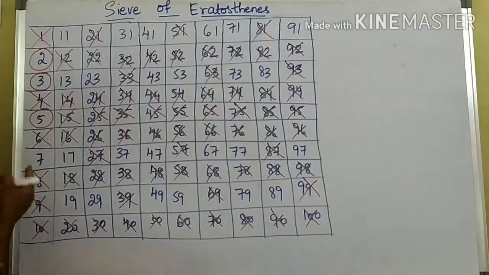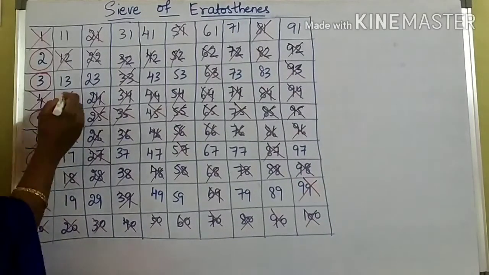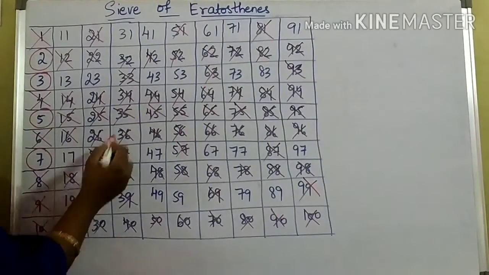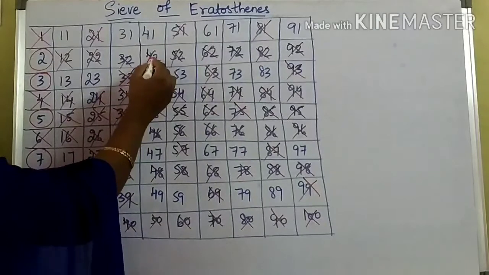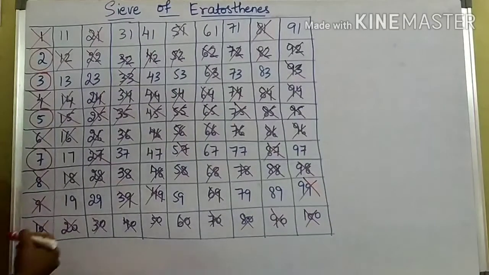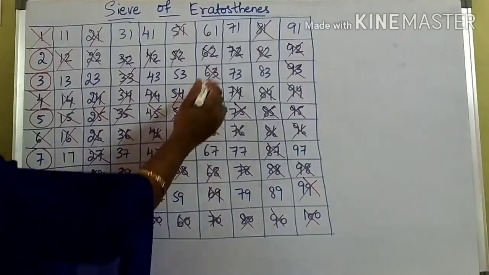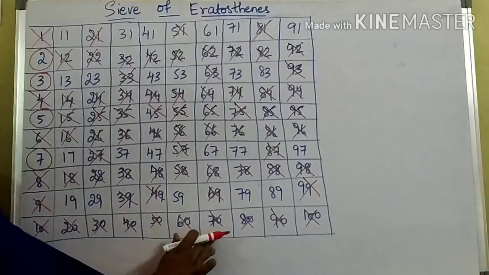Next is 7. 7 is a prime number. Now encircle 7 and cross out all the multiples of 7. 7 ones are 7, 7 twos are 14, 7 threes are 21, 28, 35, 42, 49. 7 sevens are 49. Next 56, next 63, next 70. Up to 70 you know.